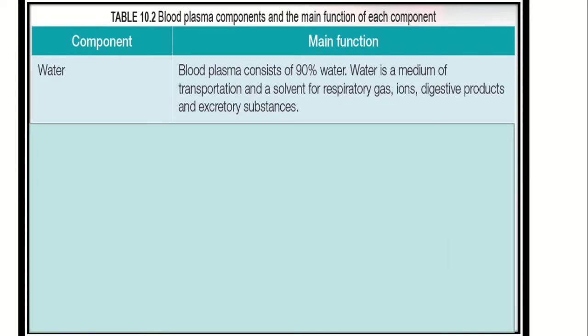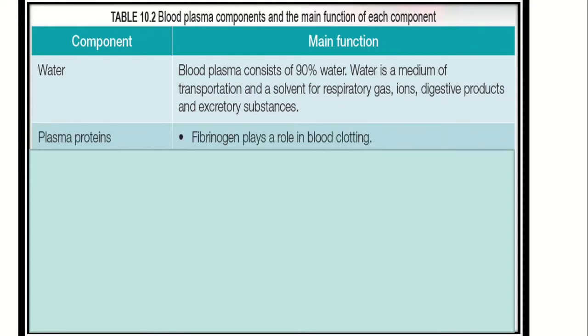This table shows the blood plasma components and the main functions of each component. The water, the main function is to act as a medium. Water acts as a medium for transportation and a solvent for respiratory gas, ion, and digestive product. Also, the excretory substance. The blood plasma consists of 90% water.